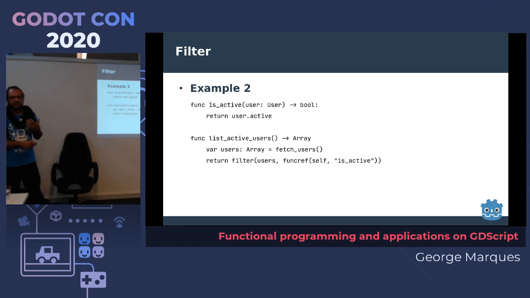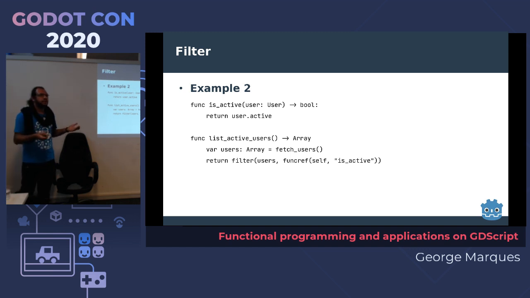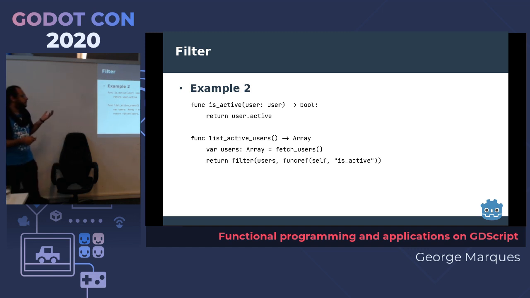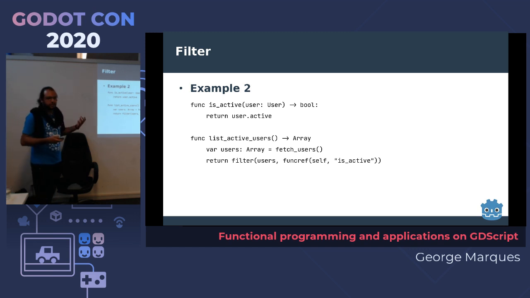And you can see that reading this is actually quite easy, because I want to filter the users with the isActive function. So I know I have all the isActive users. It's quite easier to understand what's going on.